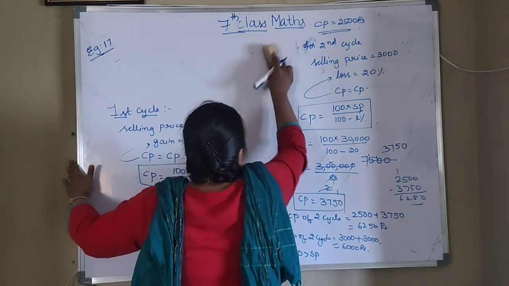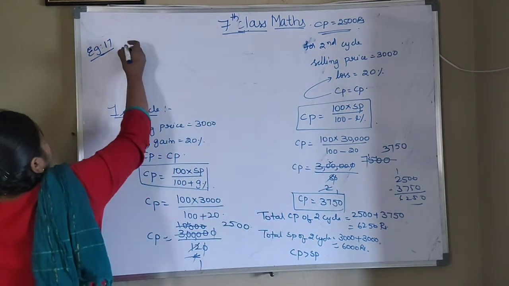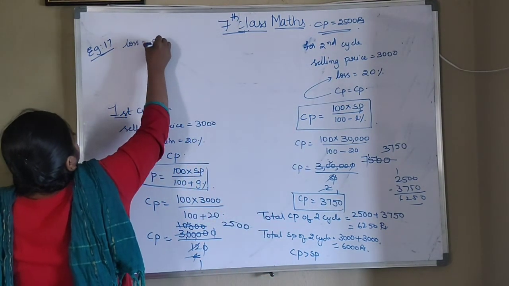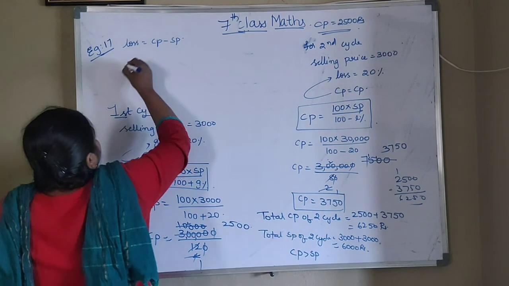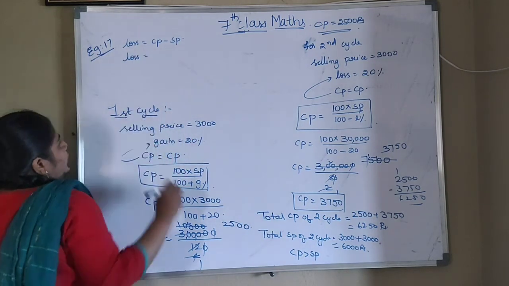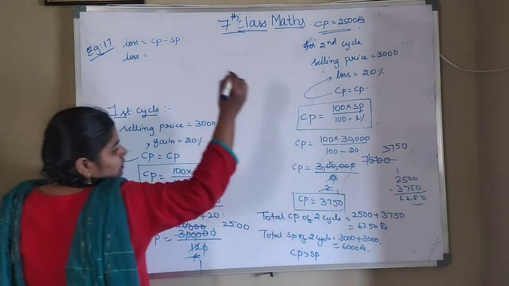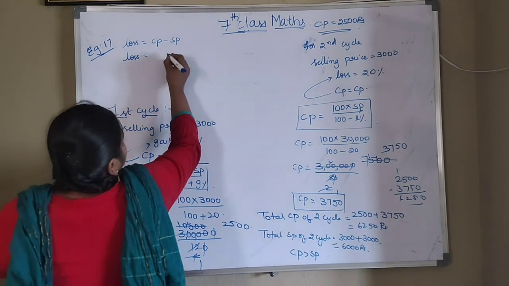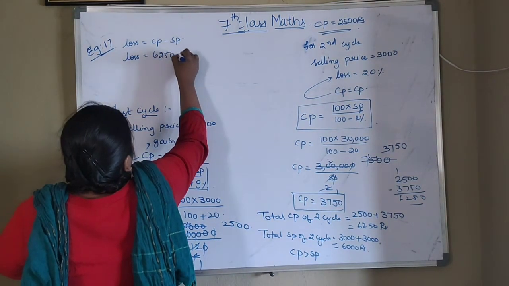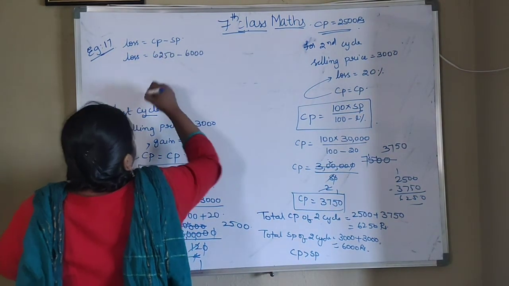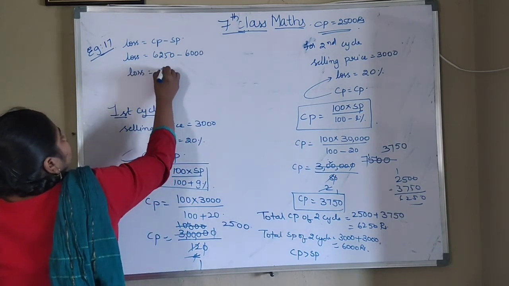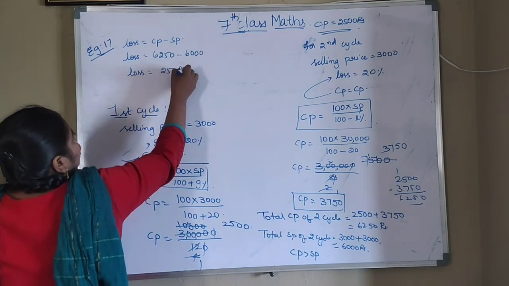So what is the formula for loss? Loss is equal to CP minus SP. So loss is equal to, what is the CP value? The CP value is 6,250 and the selling price is 6,000. So how much loss did he get? That is 250 rupees loss he got.